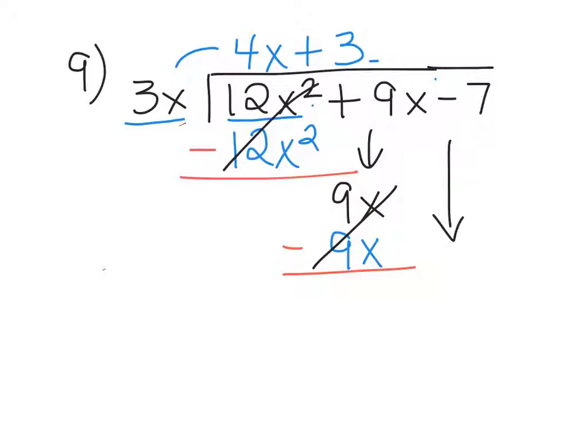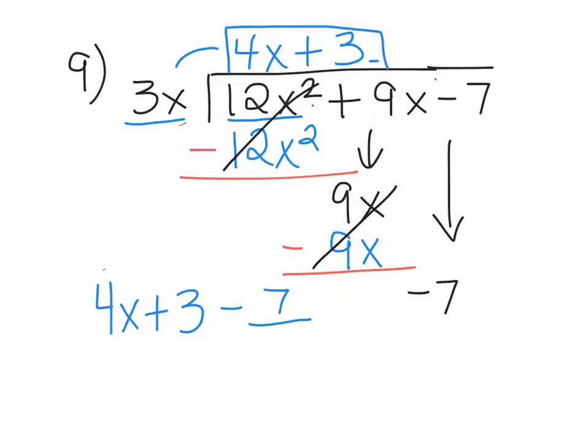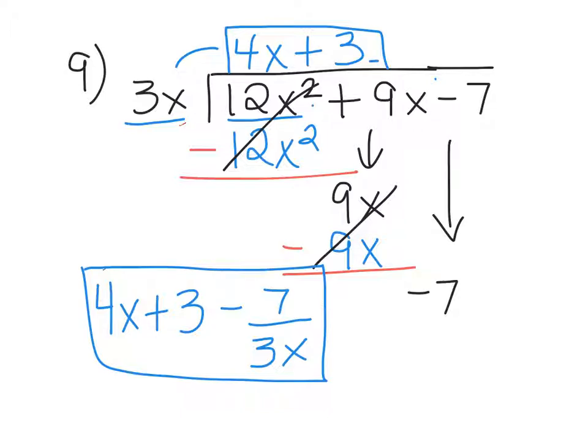Bring down the negative 7. 3x does not go into negative 7. So that negative 7 is my remainder. So 4x plus 3 up here at the top, that's my answer. And since the negative 7 is my remainder, I'm going to write that as a fraction. So 4x plus 3 minus 7 over my divisor, which is 3x. This whole thing is my answer.